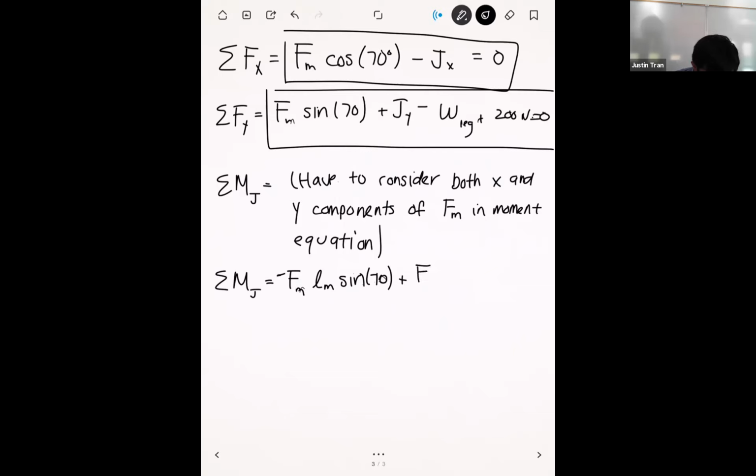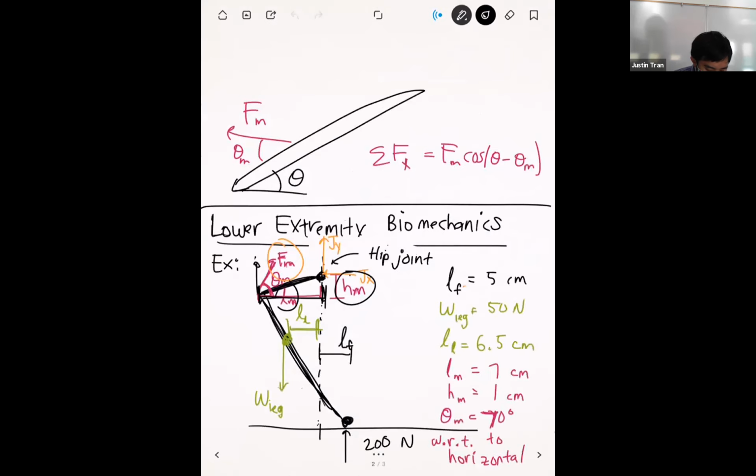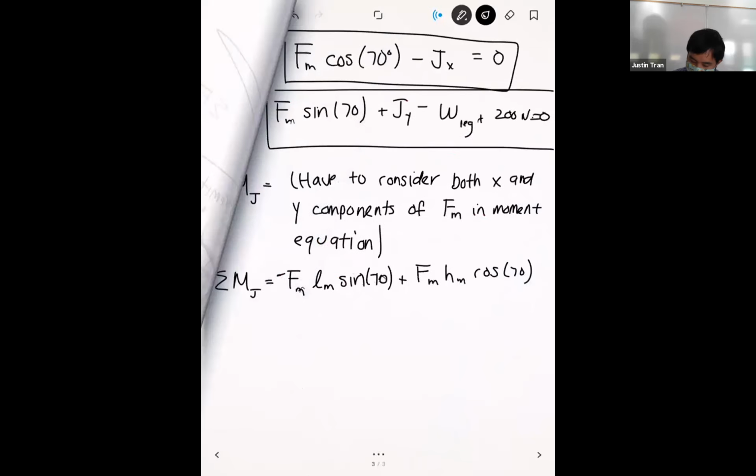Then we're going to add FM HM. And so this is going to be the horizontal component of the muscle force. So this can be cosine 70. And it's a positive sign because that's going to produce a counterclockwise moment, right? And so if we go around this way like this, then we know that that's counterclockwise.